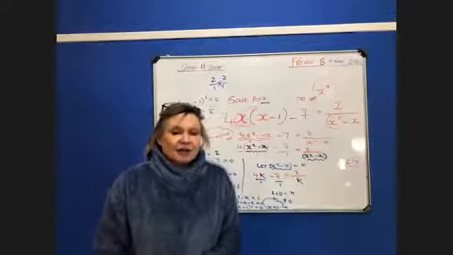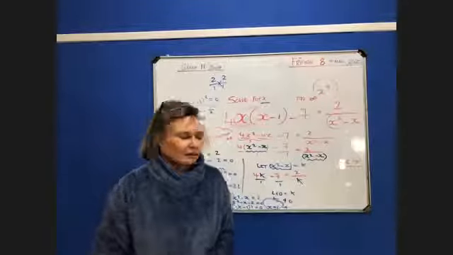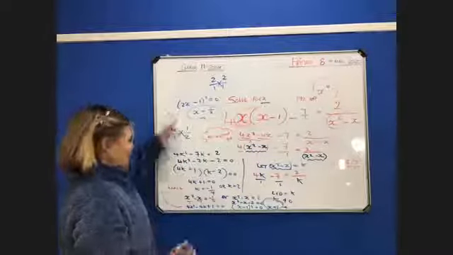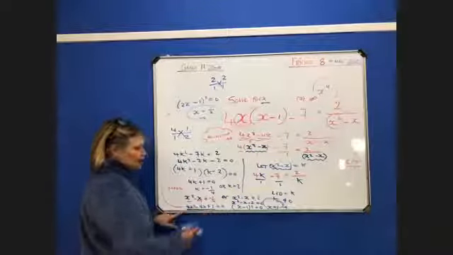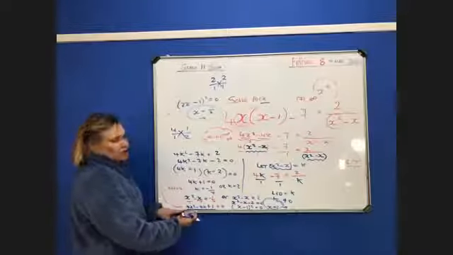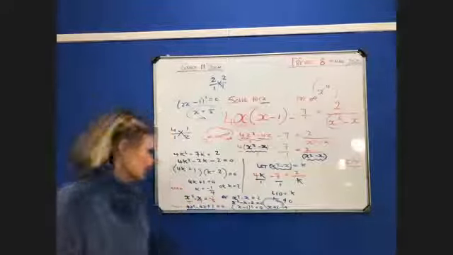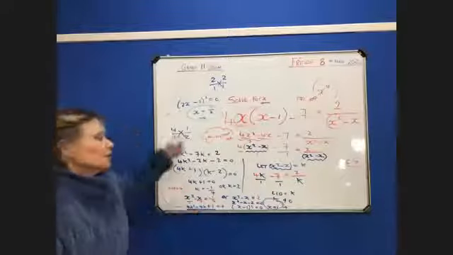Ma'am, I don't understand. How did you get 2x minus 1 squared? Using the quadratic factorized formula, 4x squared minus 4x plus 1. Excuse me, you see, my factorizing is very good. I can do it in my head. Do you see that? Yes, ma'am. I have to do it on paper, ma'am.